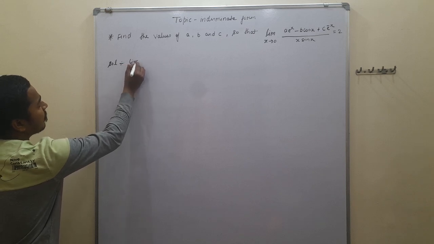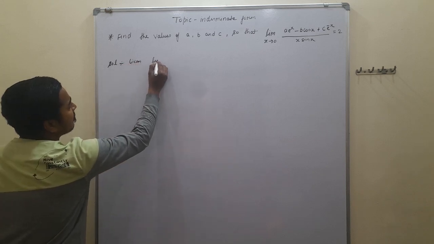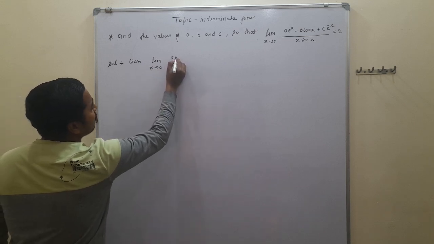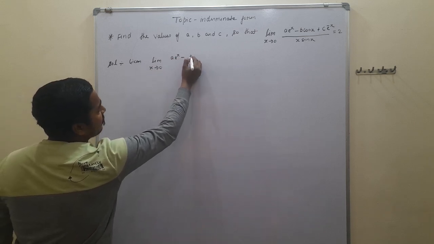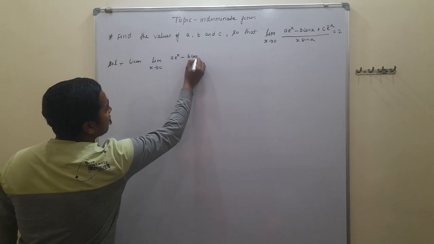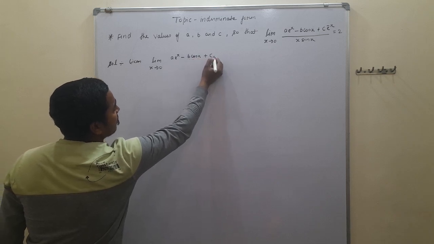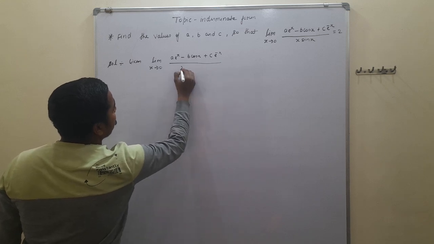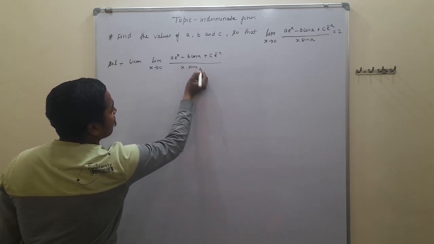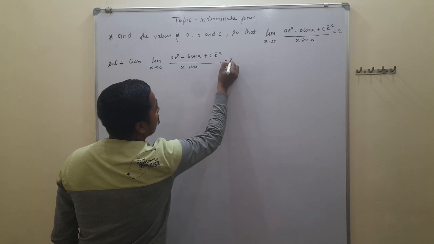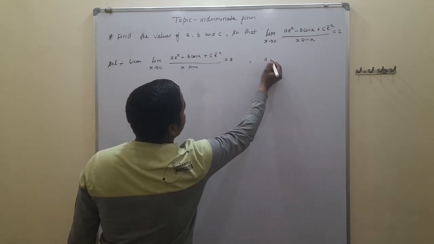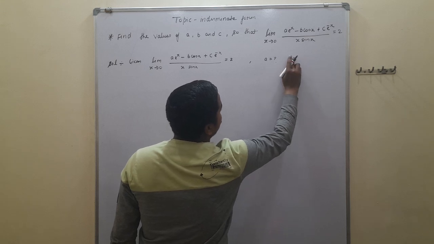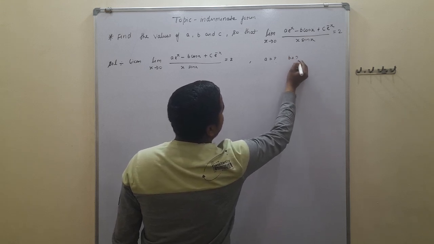Given: limit x tends to 0 of (a e^x − b cos x + c e^(−x)) upon (x sin x) is equal to 2, and we have to find the value of a, b and c.